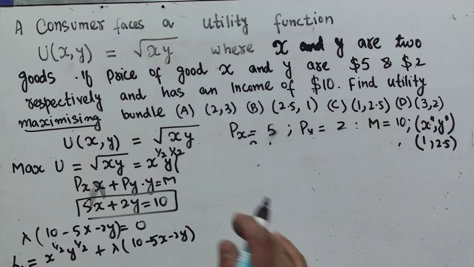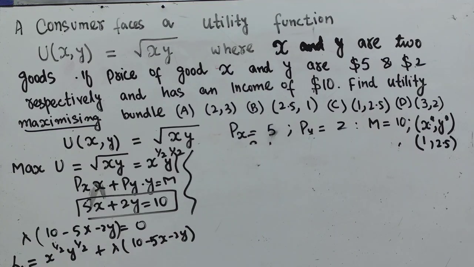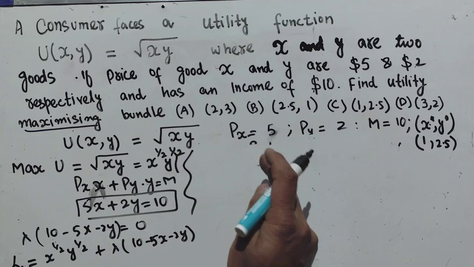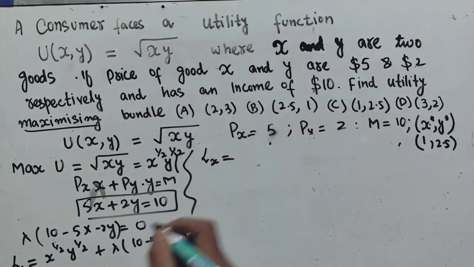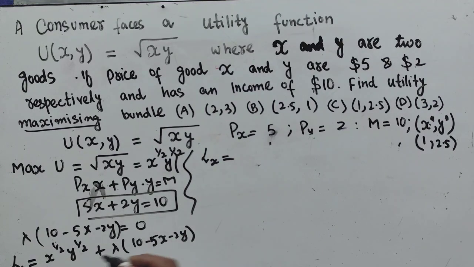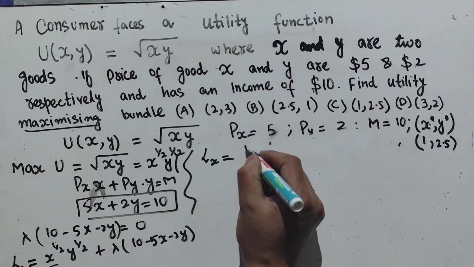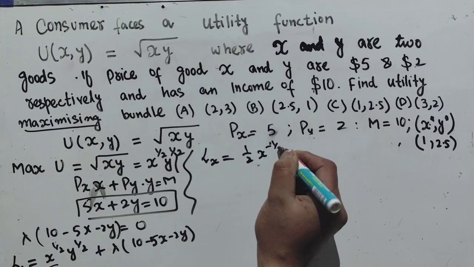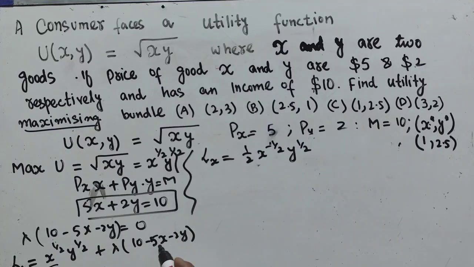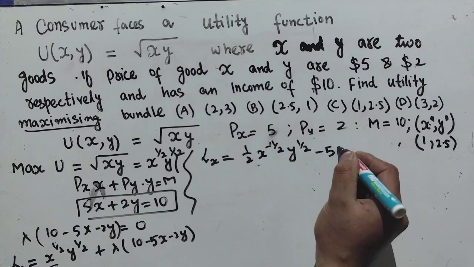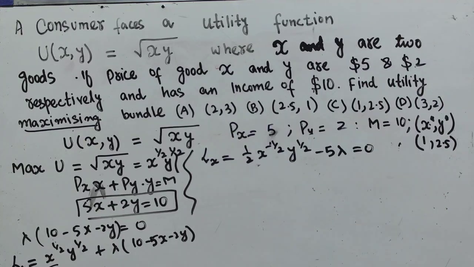Now to find the optimal values of x, y and lambda, we partially differentiate this Lagrange function with respect to x, y and lambda, and solve them simultaneously. That is, we take L subscript x, the partial derivative of this function with respect to x. The derivative of x is 1/2 x raised to the power minus 1/2, y raised to the power 1/2 remains the same. Then we are left with minus 5 lambda, and we set it equal to 0.